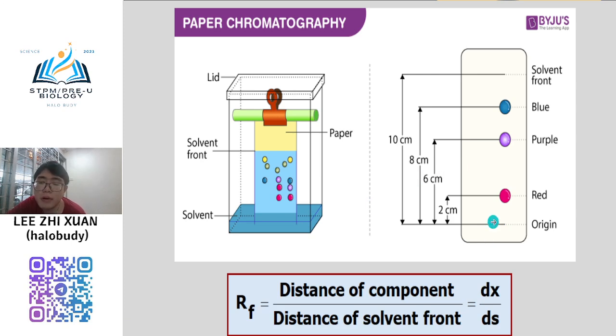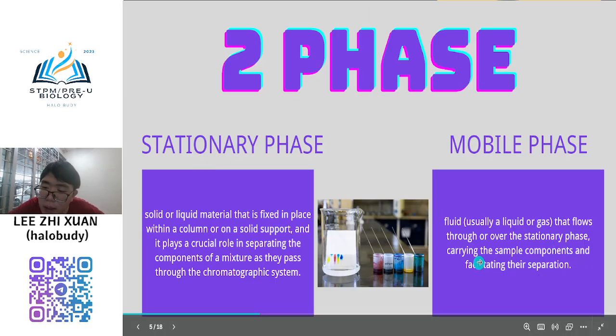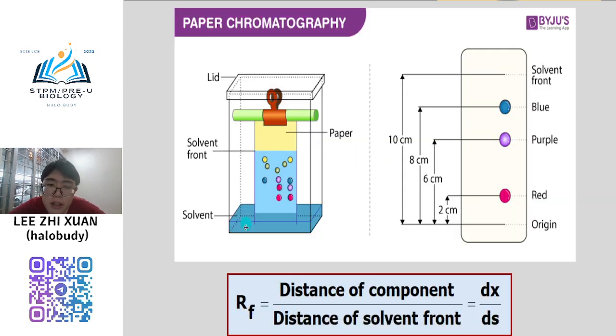So the mobile phase is the place. After you have dotted your sample, you immerse this paper into the solvent. Once it is immersed, the solvent starts to flow over the stationary phase, and it will flow until the end, until the solvent front.